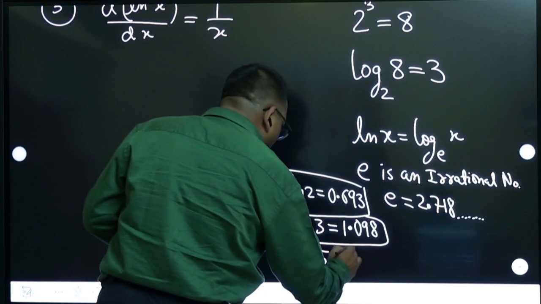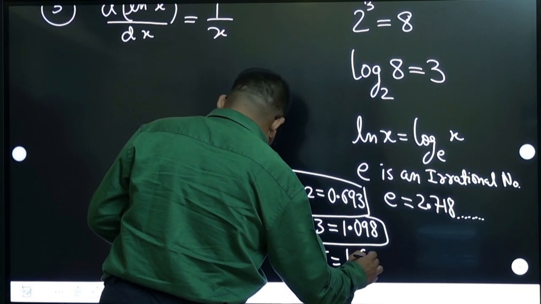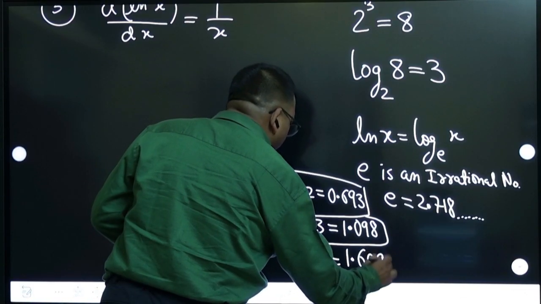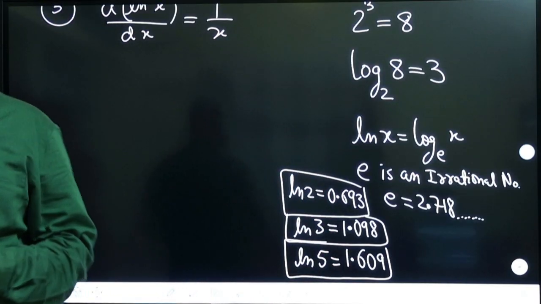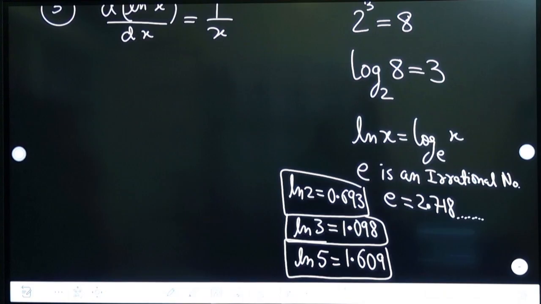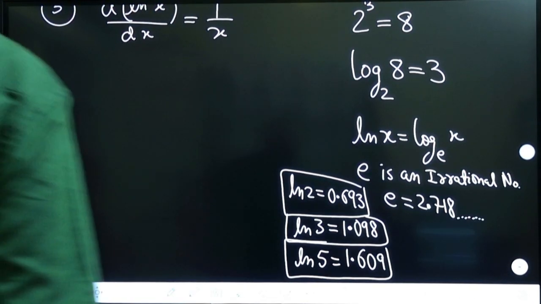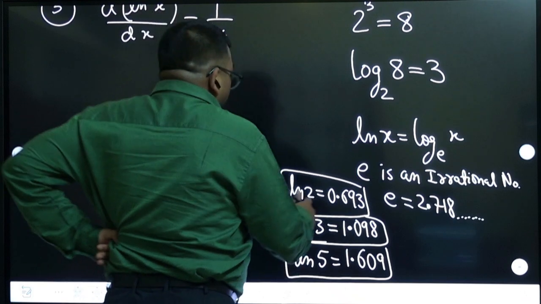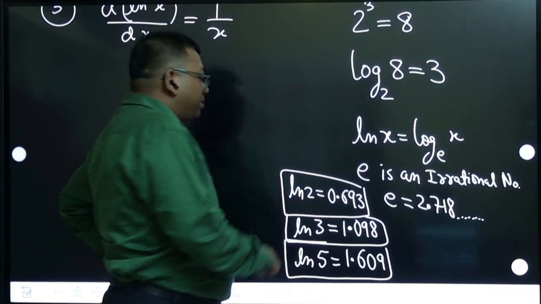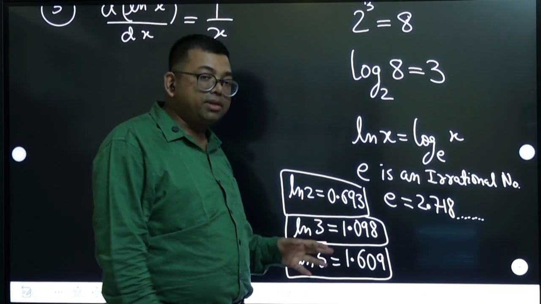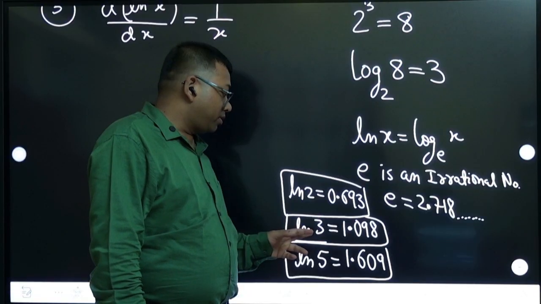ln 5 is 1.609. Up to 3 digits I am giving you the values. So better you mug up, better you remember. Why do we basically know ln 2? Because ln 2, 0.693, is used in radioactivity, in chemical reactions, chemical kinetics, many places we use it, right?